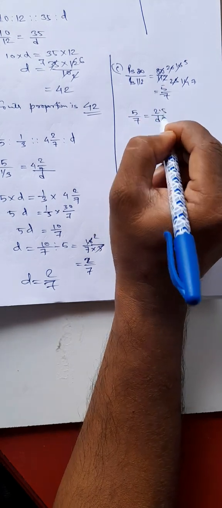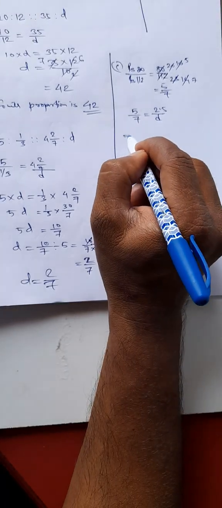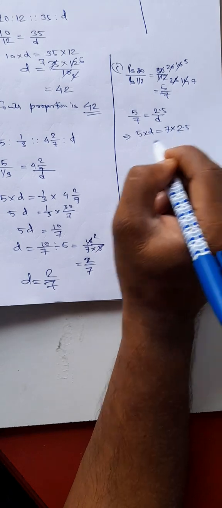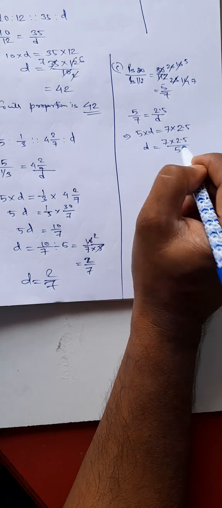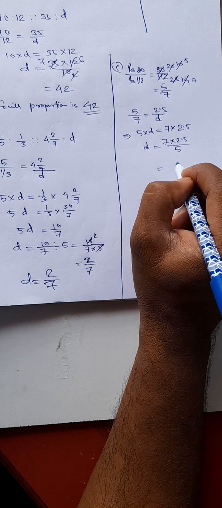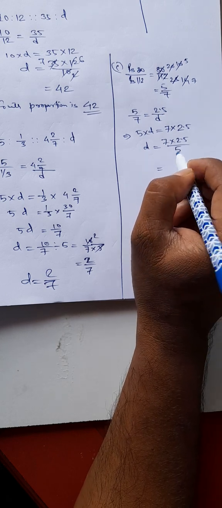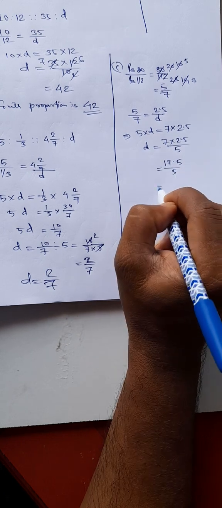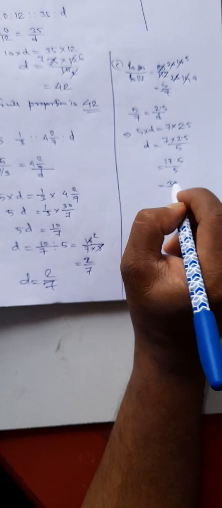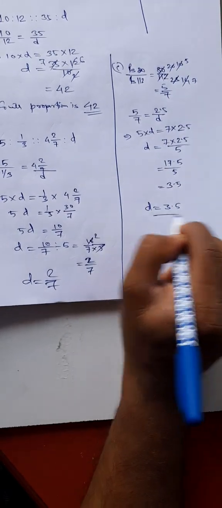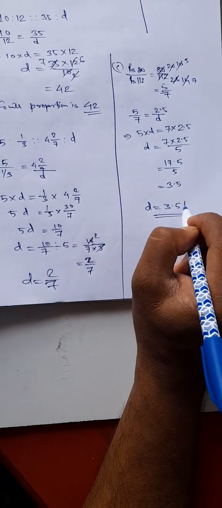Now 5 by 7 equals 2.5 divided by D. Fourth proportion is D. So now let's solve this. 5 into D equals 7 into 2.5. D equals 7 into 2.5 divided by 5. So this becomes 7 times 2.5, which is 17.5, divided by 5. This becomes 5 3s are 15, 5 5s are 25. So the fourth proportion here is 3.5. Answer is 3.5 kilogram.